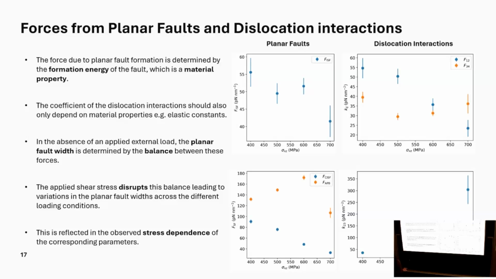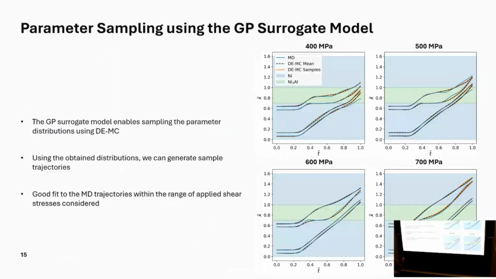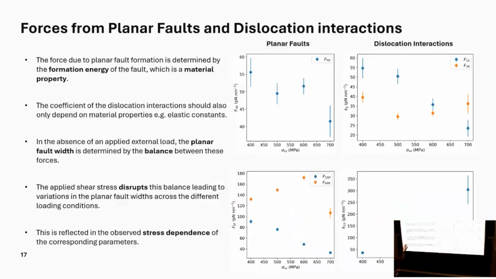When we apply shear stress, these distances vary. If we go back to these plots, we can see that if this represents the CISF, across the different shear stresses these are varying, and this is probably what's being reflected in the stress dependence of these parameters. So this is something that we are going to address next. We do not expect this.